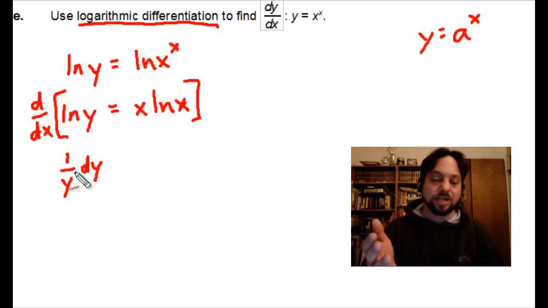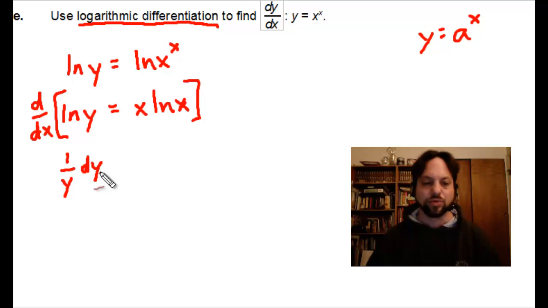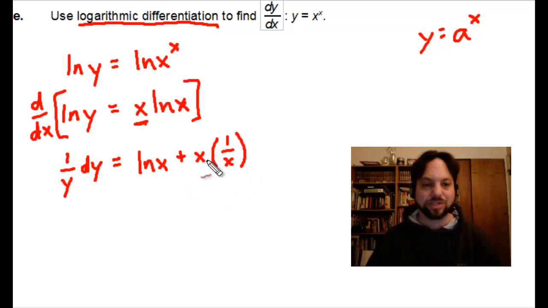When we're differentiating a variable that's not x, we need to make sure that we use the chain rule, and there's our dy. Now, on the right side of this equation, we're going to use the product rule again. If we start with differentiating the first part, the x, what we'll end up with is simply the natural log of x. But now, if we differentiate the natural log part, we'll get x multiplied by 1 over x, which I think you can see how that one's going to simplify.